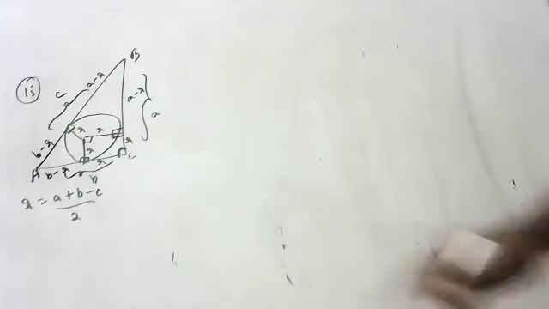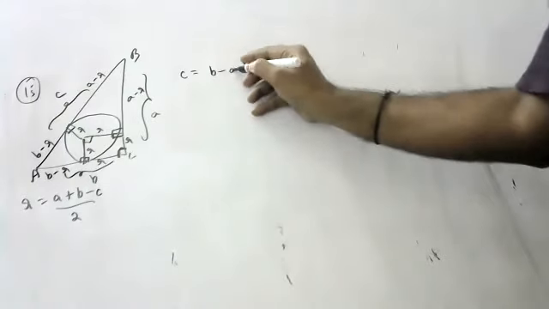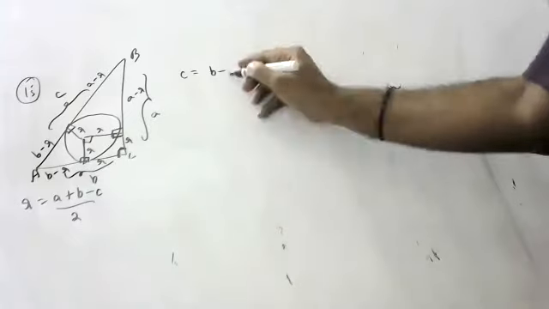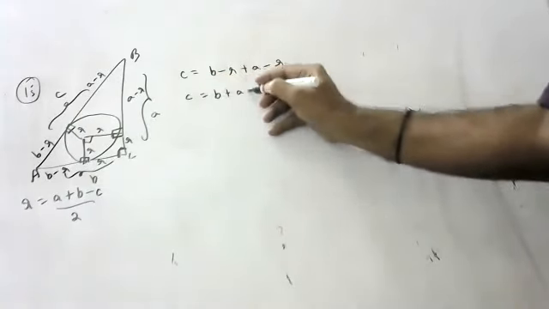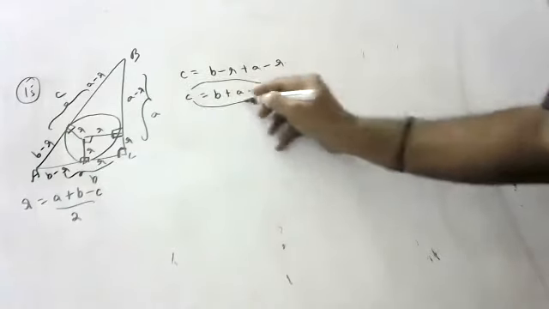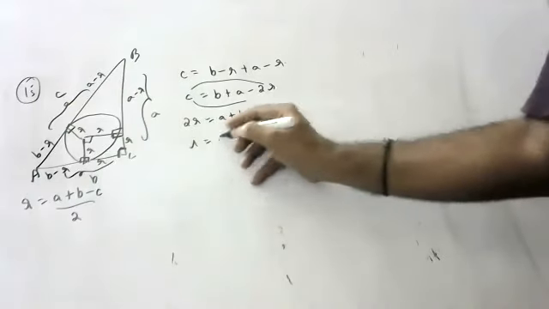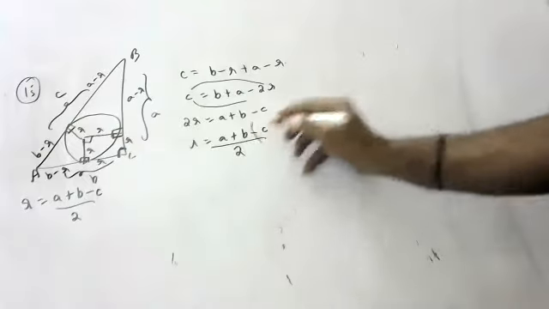Over, children, now. C is what? Anyone? C is B minus R plus A minus R. So C is equal to A plus B minus 2R. Here, 2R is equal to A plus B minus C. R is equal to A plus B minus C by 2. Over. That's it.